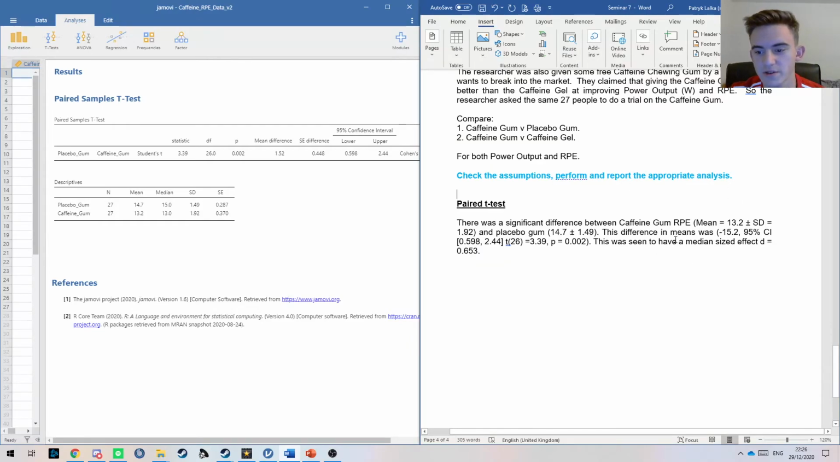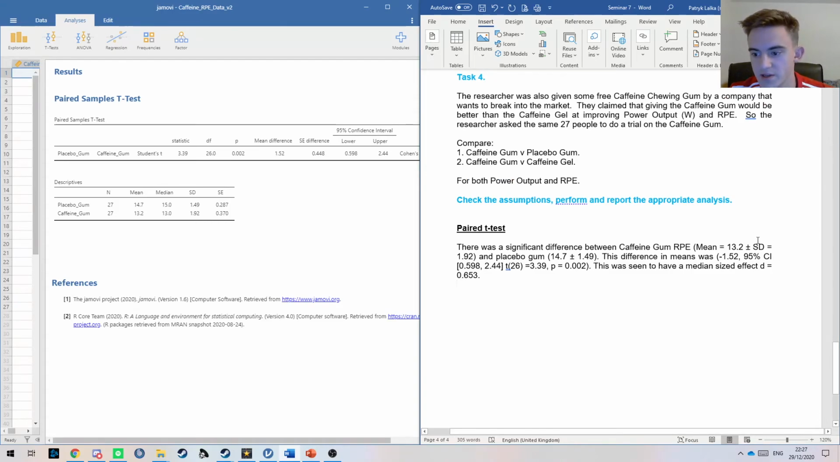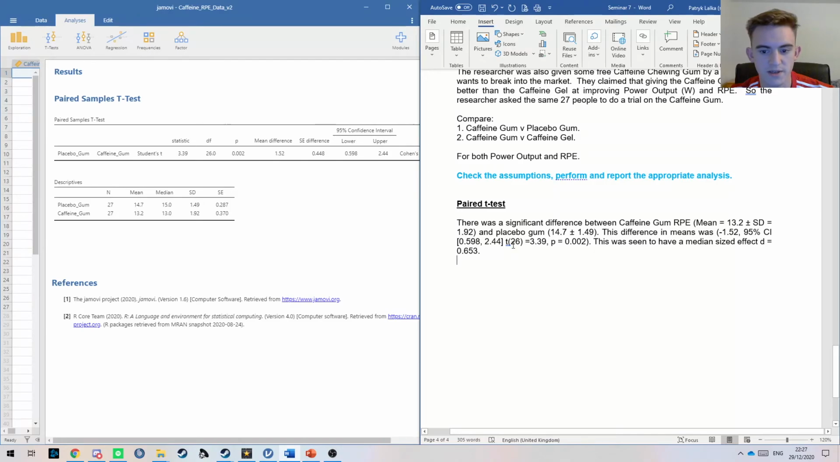Then we report the difference. The difference in means was minus, I made a mistake here, so it should be 1.52, and then the 95% confidence intervals seen here. Then we report the t-statistic with our degrees of freedom, so 3.39, and the p-value. This p-value again tells us that the results were significant because it's below 0.05. Lastly, just to round things off, we mention the medium-sized effect size, which can then be used to compare other studies. So that's all for today, and thank you.